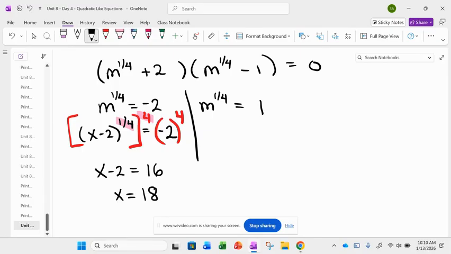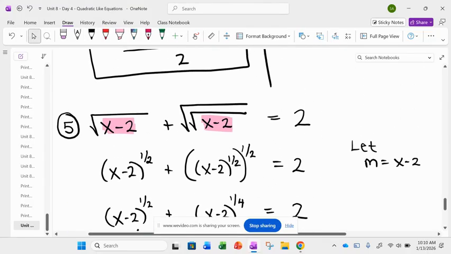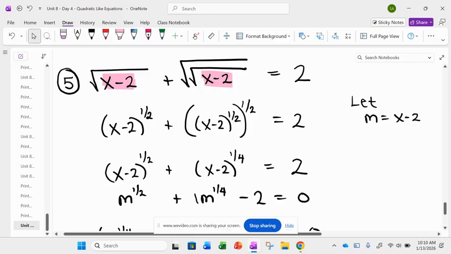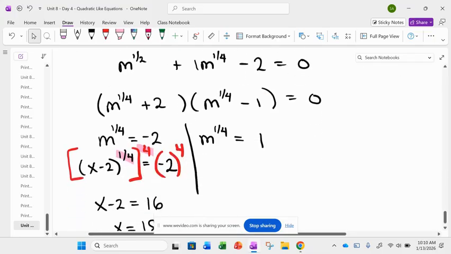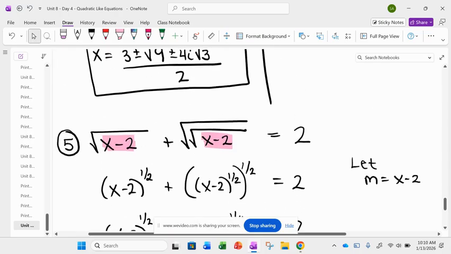Because this was a radical equation, what do I mean when I say a radical equation? The original problem was a radical equation. What do I mean when I say a radical equation? There's radicals. Good. There's radicals in this equation. And because there's radicals in the equation, remember, we can get extraneous solutions. So now we need to check for extraneous solutions. So we're going to take that 18 and check it.